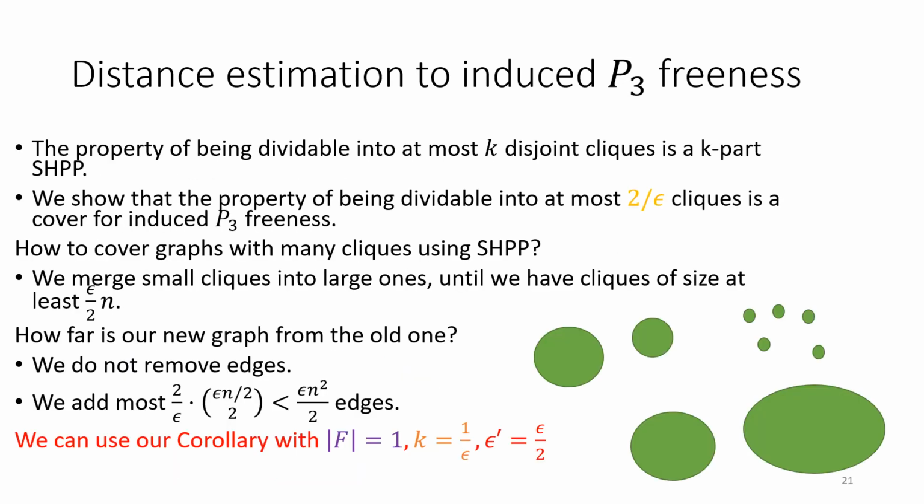How does this relate to a cover by homogeneous partition properties? First, note that the property of having k cliques is in fact a k-part HPP. This is just a property where the constraint between each part and itself is 1, and between each part to other parts is 0.